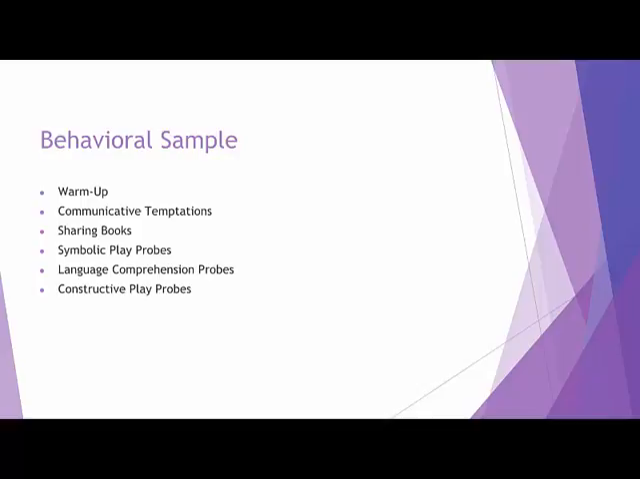The behavioral sample. If an evaluation is needed, the behavioral sample would be performed first, and it includes 6 sections: the warm-up, communicative temptations, sharing books, symbolic play probes, language comprehension probes, and constructive play probes. We are going to discuss each section in more detail.